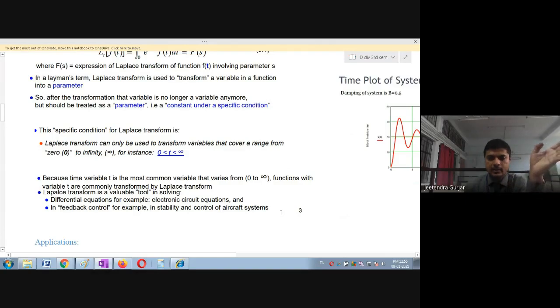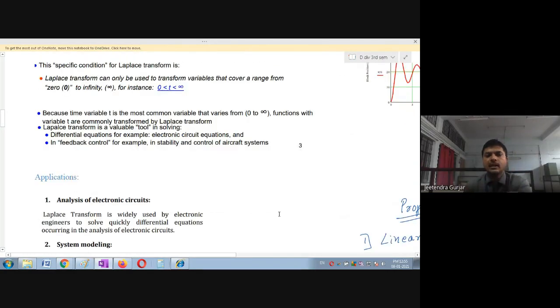So here we can see, we don't know how it is going to transfer, how much time is required. Therefore, we are going to choose a very important tool to simplify these functions, that is the Laplace transform. One can see that Laplace transform is a valuable tool in solving, first of all, differential equations, for example, electronic circuit equations we have, right? Second, we have feedback control, for example, in stability and control of aircraft systems, right? So you can see why it is important to study Laplace transform.